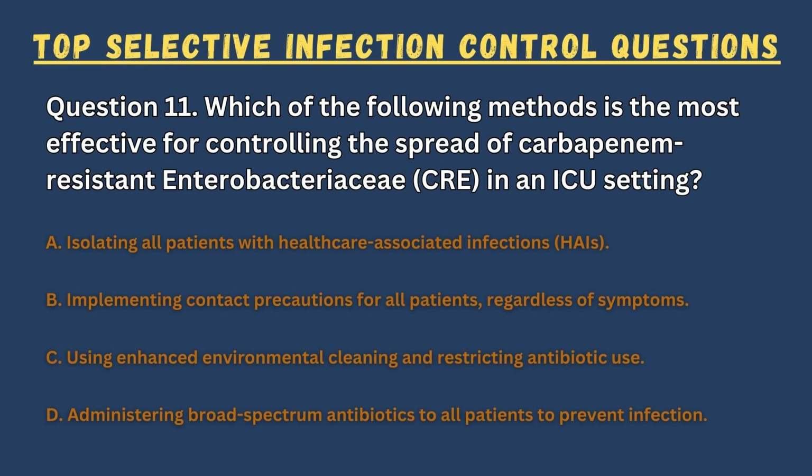Question 11. Which of the following methods is the most effective for controlling the spread of carbapenem-resistant enterobacteriaceae, CRE, in an ICU setting? A. Isolating all patients with healthcare-associated infections, HAIs. B. Implementing contact precautions for all patients, regardless of symptoms. C. Using enhanced environmental cleaning and restricting antibiotic use. D. Administering broad-spectrum antibiotics to all patients to prevent infection.